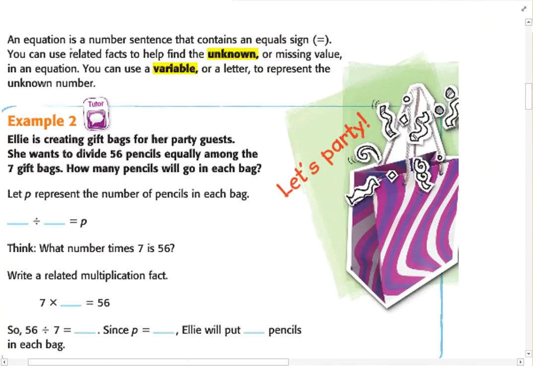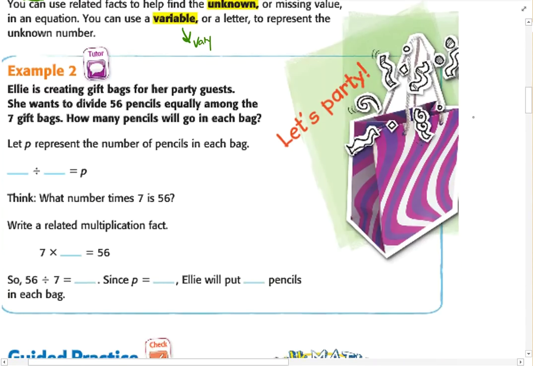Now, an equation is a number sentence that contains an equal sign. We talked about this before: equi means equal. So you can use related facts to help find the unknown or a missing value. We call those unknowns variables because they vary in what they represent. So you can use a letter to represent that.